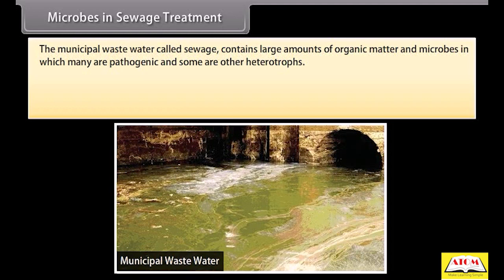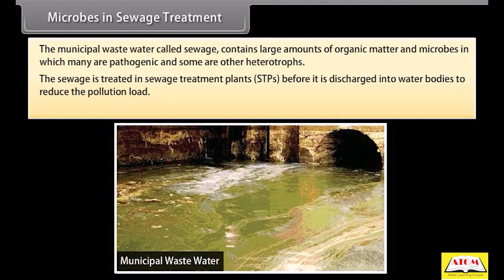Microbes in sewage treatment. The municipal waste water called sewage contains a large amount of organic matter and microbes, many of which are pathogenic and some are other heterotrophs. The sewage is treated in sewage treatment plants, STPs, before it is discharged into water bodies to reduce the pollution load. The treatment involves two steps.